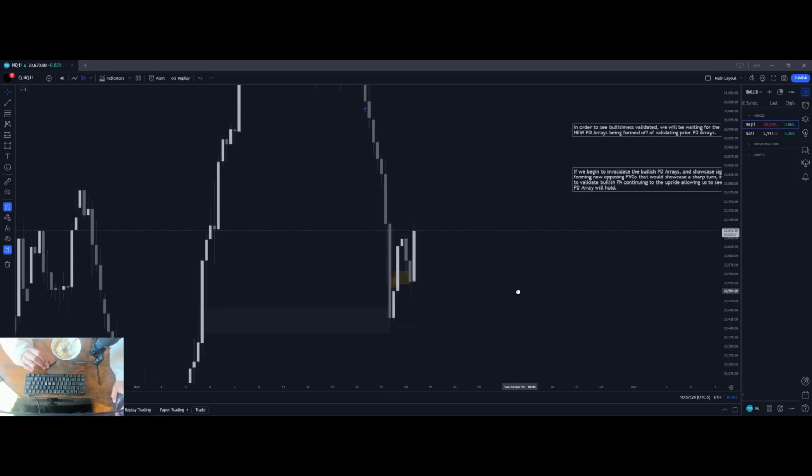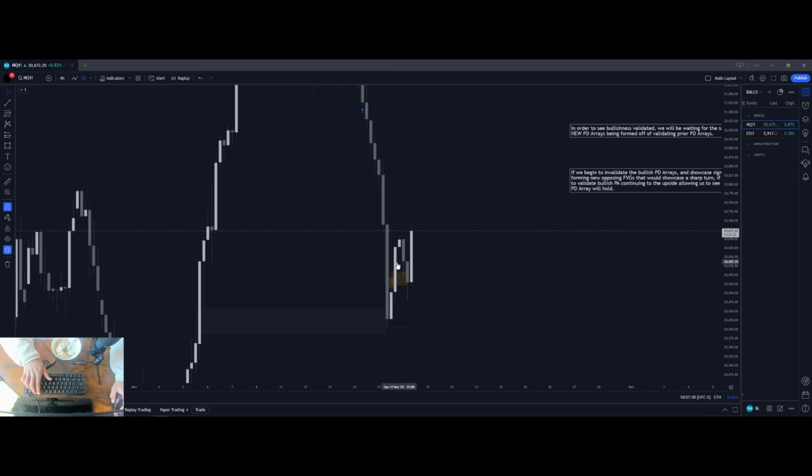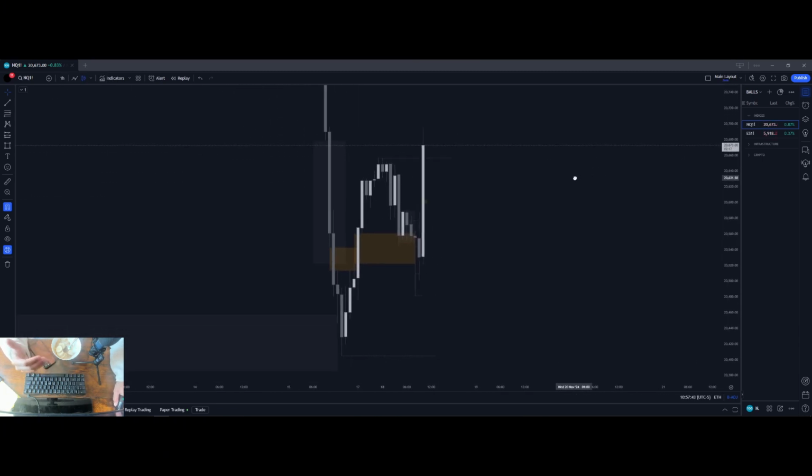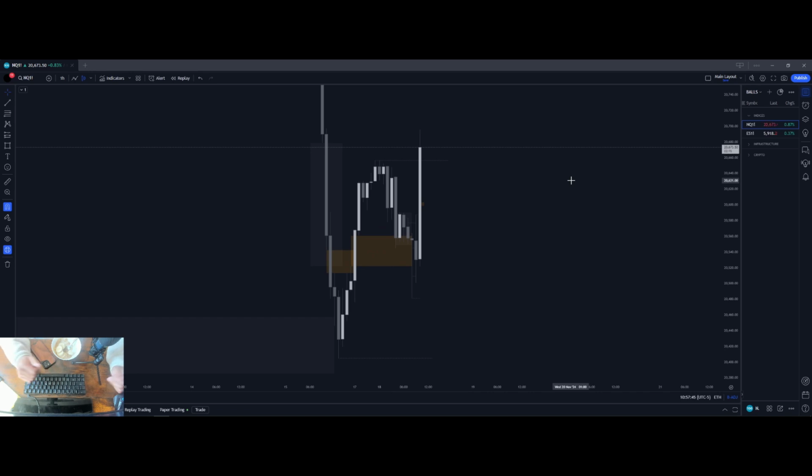Now, scaling down, with the beginning of the newly formed 4-hour PD arrays being formed right here and right here. But let's ignore those for now. We'll come back to those. On the hourly time frame, how did Lonnie end up getting a bearish bias rather than a bullish bias? How did he even get the narrative of being bearish rather than bullish on the hourly time frame?